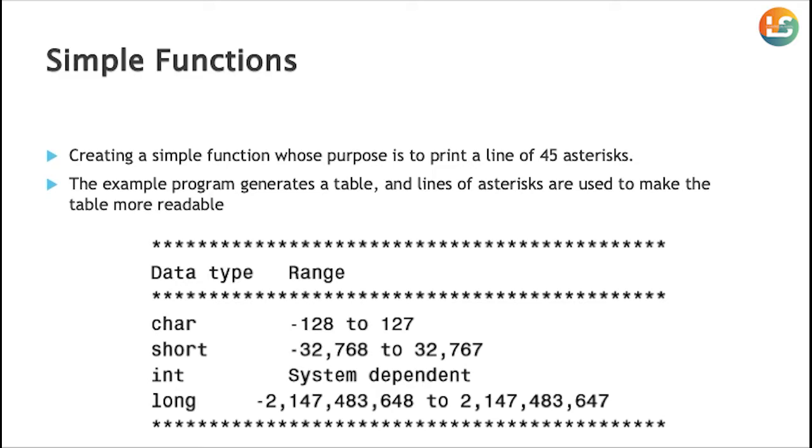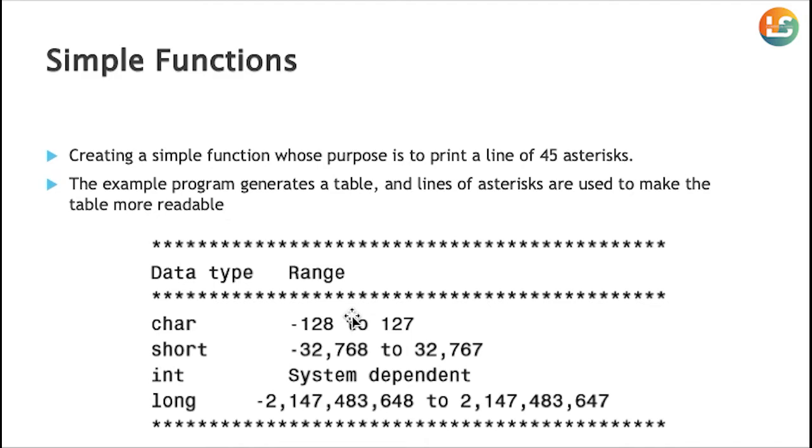Let's suppose a simple example to understand how a function works. First, consider a very simple example. Let's suppose you want to print this table. For printing this table, you can see we are doing the same thing again and again. One is these static lines. The other data is different with respect to different data types.